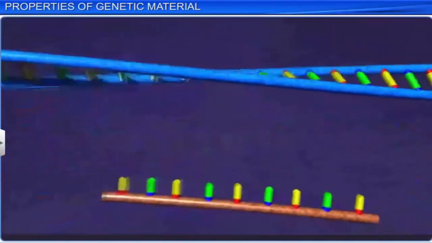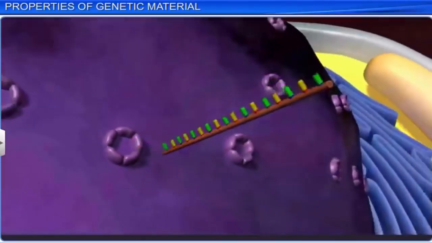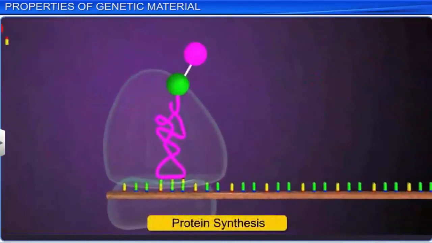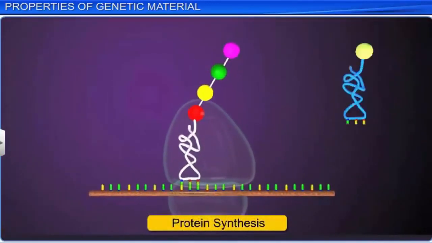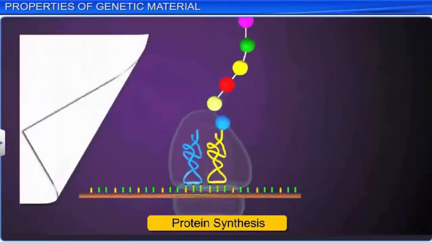Therefore, even though DNA is the preferred genetic material due to its stability, it is the RNA that is involved in the transmission of genetic information.